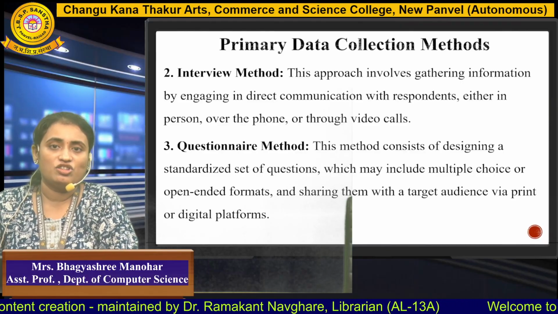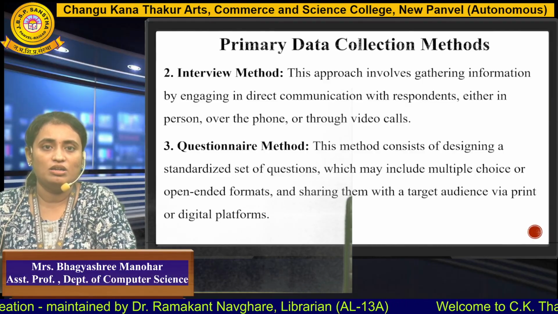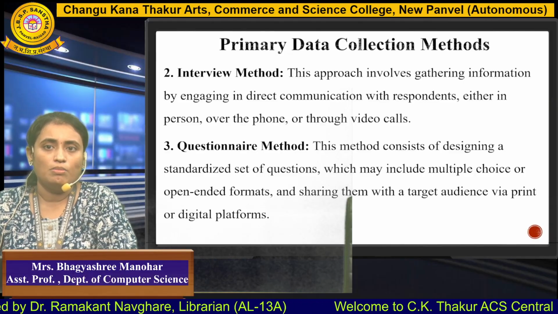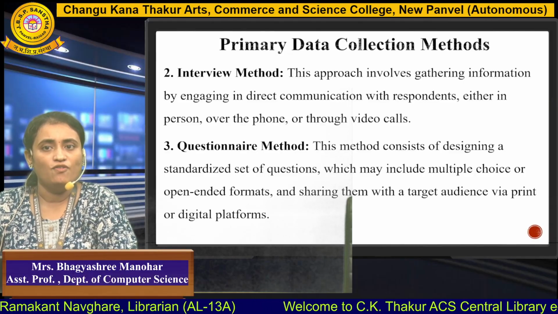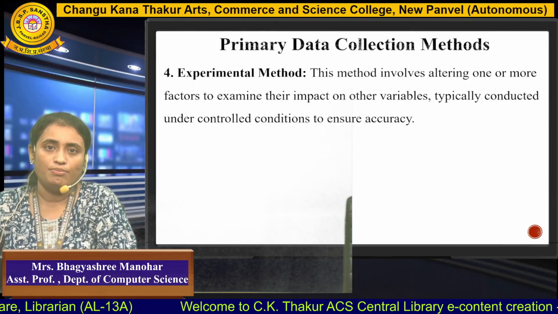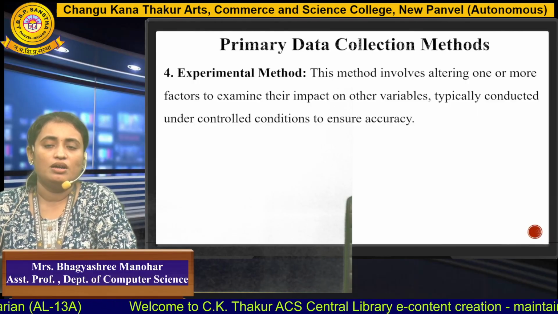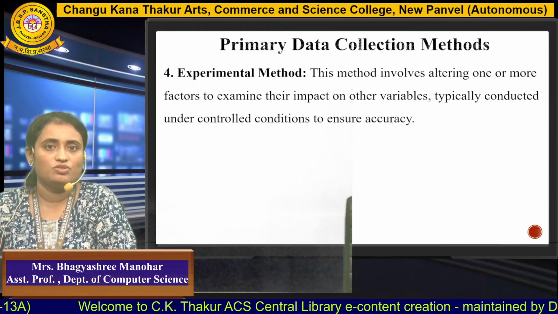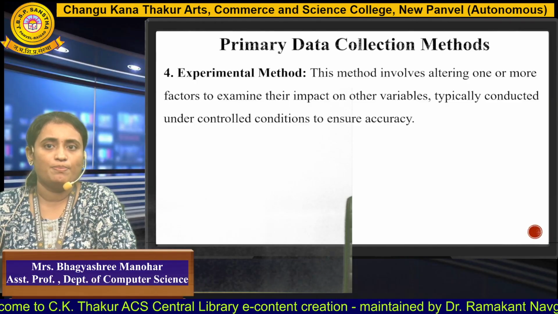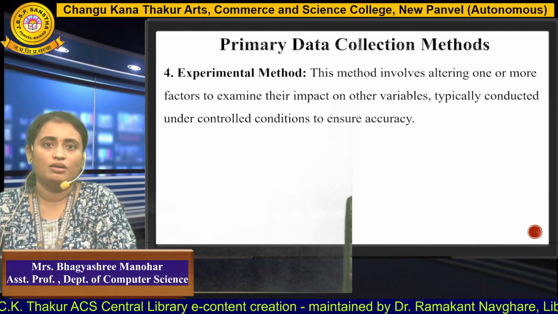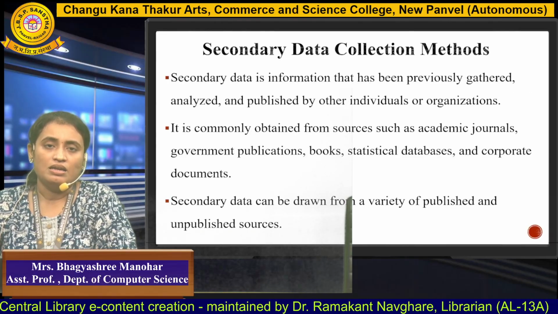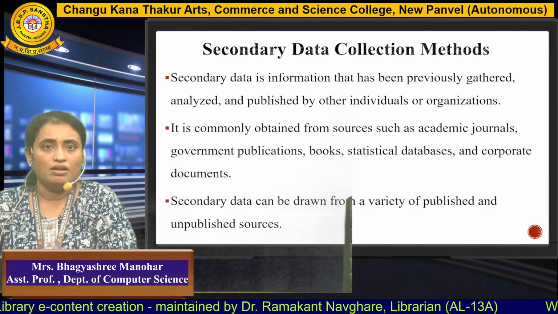Third one is the questionnaire. Here the method consists of a designed standard set of questions which may include multiple choice or open-ended format. Last type is the experiment method. It involves altering one or more factors to examine their impact on other variables, typically conducted under controlled conditions to ensure accuracy. Next one is the secondary data collection.